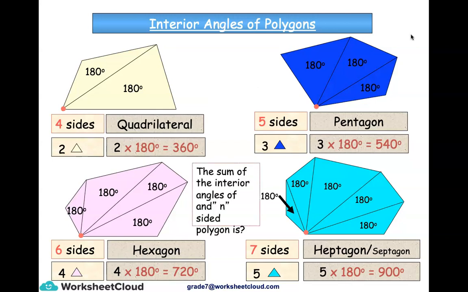So what you might see is we would say that for a polygon of n sides, you'd have to subtract 2 from that to get the number of triangles, where n is the number of sides. Okay, so there's the formula there, and the n is just representing the number of sides.